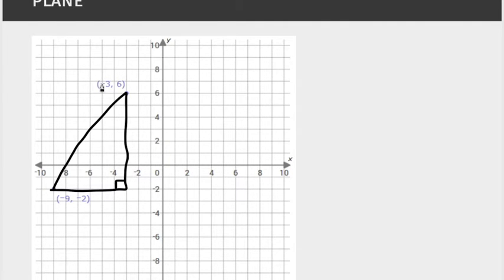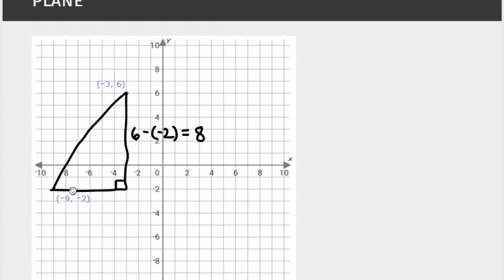So for these 2 points, (-3, 6) and (-9, -2), we want to find the rise and the run of the slope triangle. In other words, the vertical distance and horizontal distance between these 2 points. That vertical distance is just going to be the difference between the y values. So 6 minus -2, which is 8. And when it's plotted on the coordinate plane like this, we can even just count those 8 units on the grid itself.